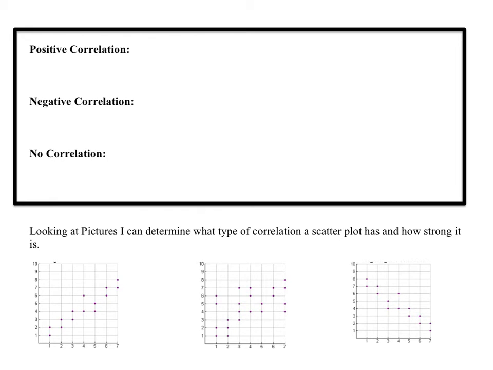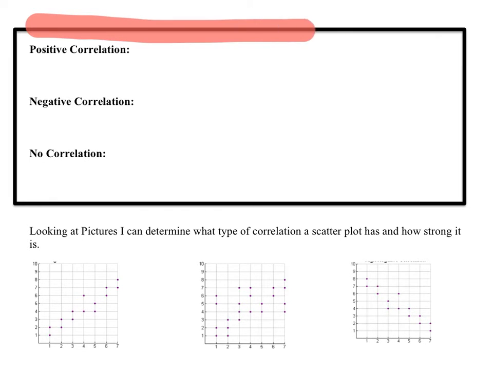So now let's talk about, we have 3 different types of correlations. So I want you to go ahead and highlight the border of this box.